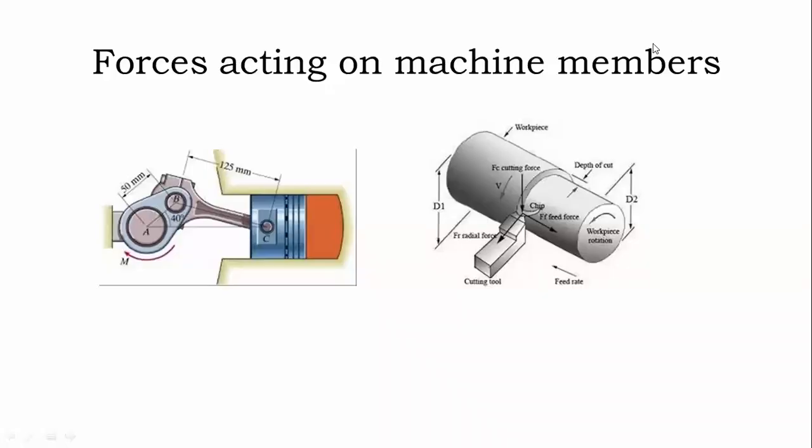In any machine, it may be an IC engine, a lathe machine, an automobile or anything, various forces are going to act on that machine. Such forces are the weight of its own parts, and forces during assembly. Sometimes we fix two materials with tightness, so during assembly also some forces are going to exist.